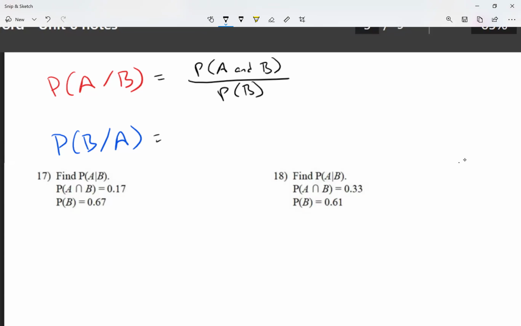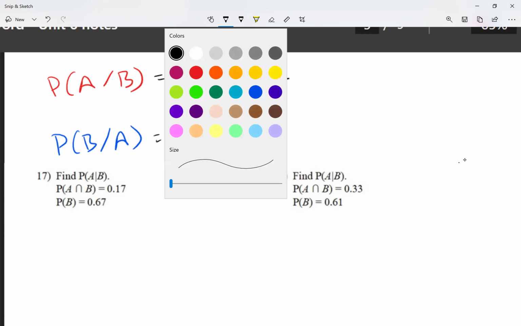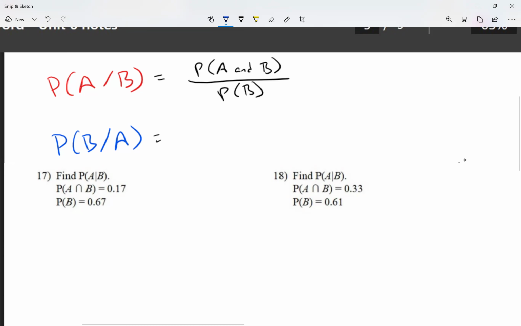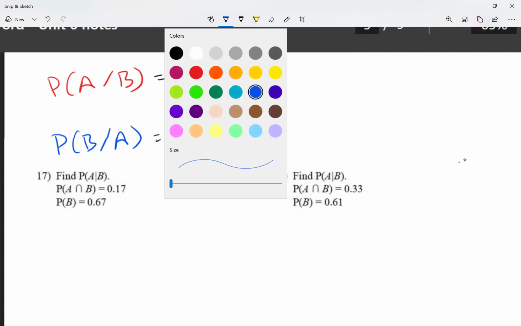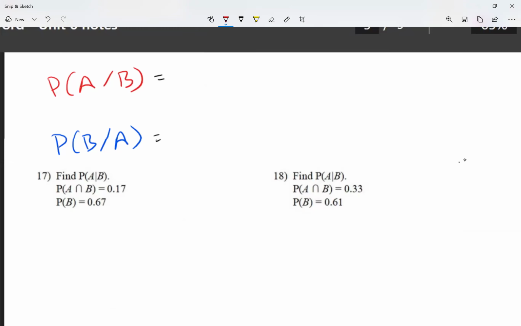Now, one thing on the top, A and B can also be written as B and A, as long as both happen. Probability of A and B given the probability of B. For probability of B given A, actually, I should have done that in red. Let me fix that. I'm just going to rewrite what I just wrote, but in red. Probability of A and B divided by probability of B.